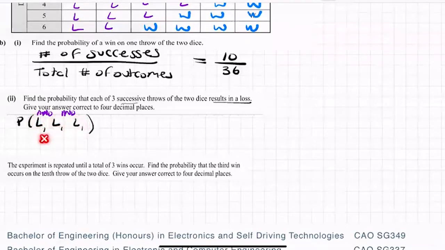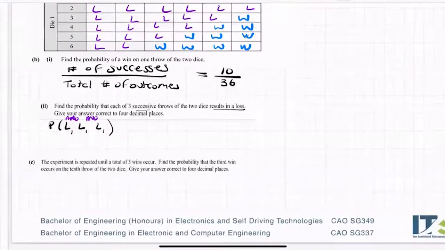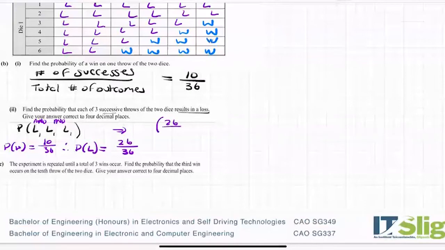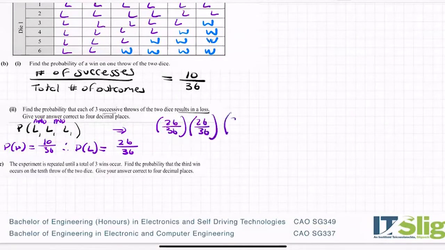Because remember what and means? It means we multiply the probabilities. If I had the or word there, we would add. So the probability of a win was 10 over 36. Therefore, the probability of a loss is 10 from 36, so what's that? 26 over 36. Okay. So therefore, the probability of a loss by a loss by a loss is, well, there's my first loss, by my second loss, by my third loss.